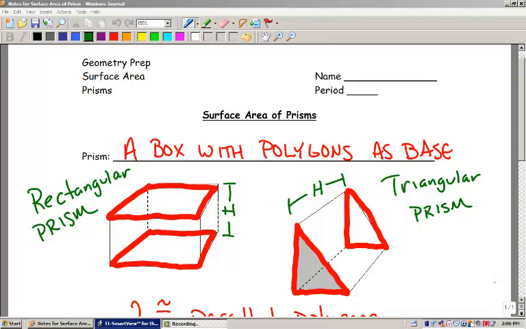Alright, we are going to be talking about surface area of any prism given to you. A prism is nothing more than a box with polygons as your base. When they name the prism, they will tell you what your bases are going to be.